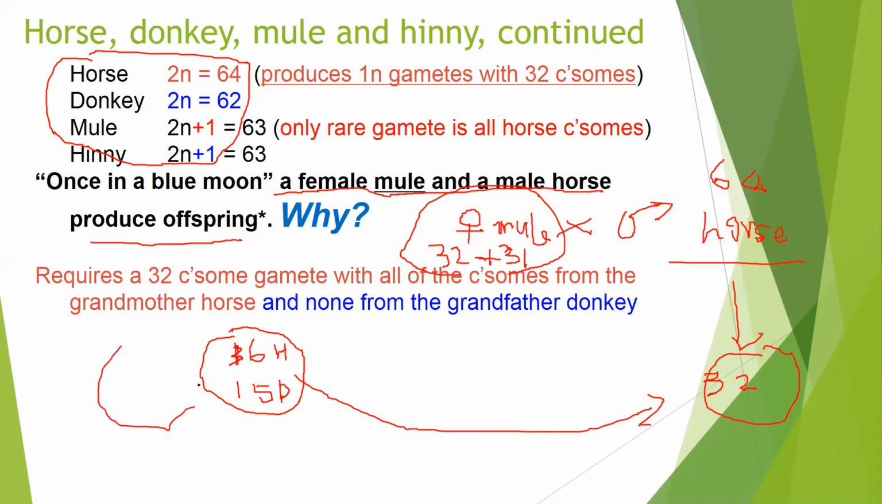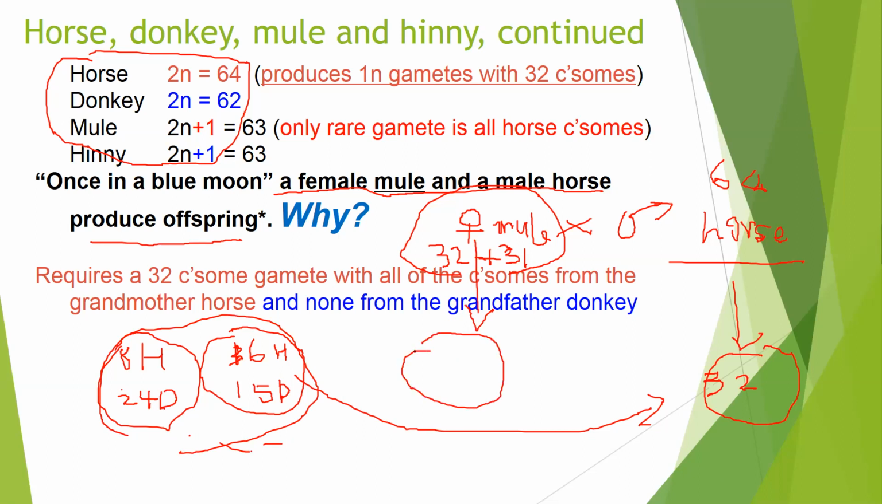You could also see maybe 8 horse chromosomes and maybe 24 donkey chromosomes, something like that. No. Maybe, yeah, this is another possibility. So you can see lots of gametes like this. They cannot form a zygote with the regular horse gametes, right? Only if this female mule produces a gamete where all 32 horse chromosomes are represented.